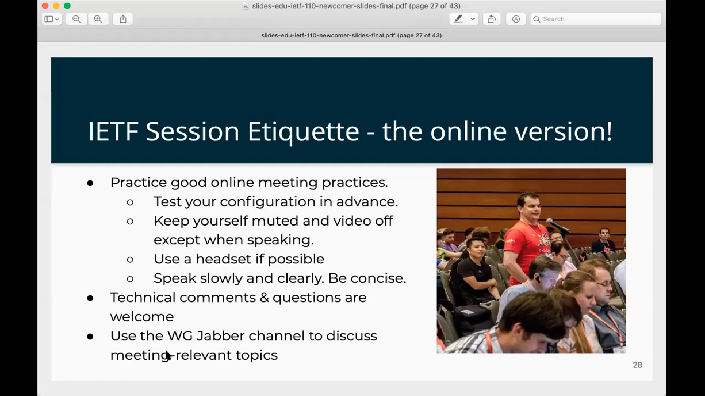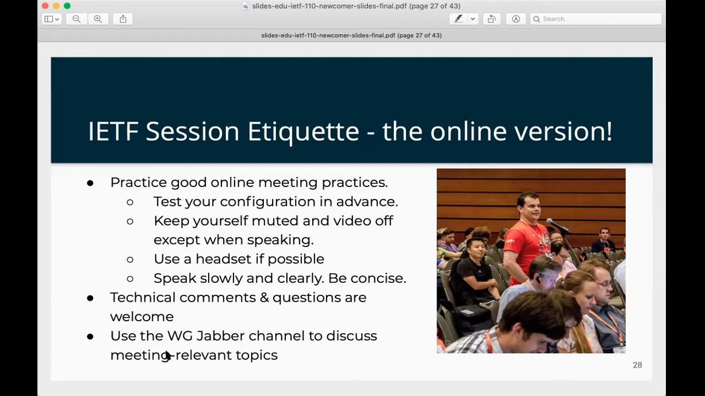Technical comments and questions are welcome, but you also need to remember to keep them within the scope of the conversation. So using my TLS example, if they're discussing a specific flag or a specific mechanism that's being added or modified, questions about that would be appropriate. Coming to the microphone and asking a question about how TLS works would probably not be as welcome.